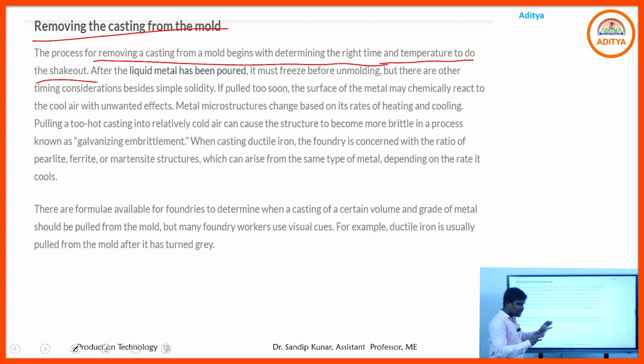Okay, so after final product production, we remove some extra parts from the molding box, such as the sprue, runner and riser. After removing those things, finally we take the final part, and after that we do some finishing operations, inspection operations, and cleaning operations.